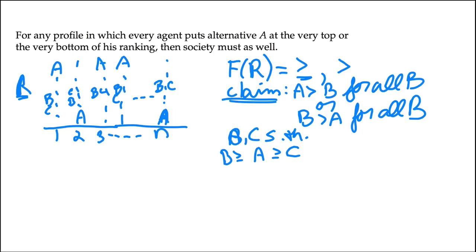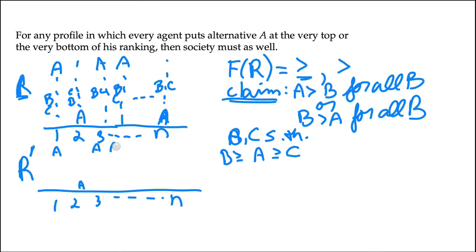Now, I want to somehow generate a contradiction. What we're going to do is move to a new profile, R prime. In this profile R prime, all the voters keep their orderings fixed except for B and C, and I want every voter to move C ahead of B. So all of the voters, 1, 2, 3, up to N, keep the position of A fixed and all of the other candidates, but we want C to move ahead of B. So voter 1 has to move C ahead of B. Voter 2 just keeps it fixed. Voter 3 has to move C ahead of B, and voter 4 has to move C ahead of B, and the last voter has to move C ahead of B. So everybody has C ranked ahead of B in R prime.